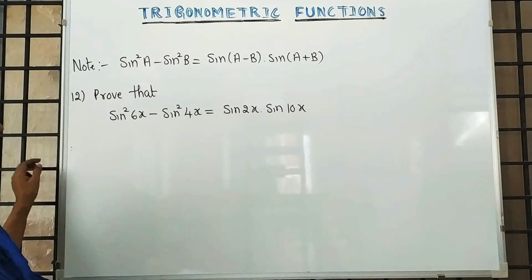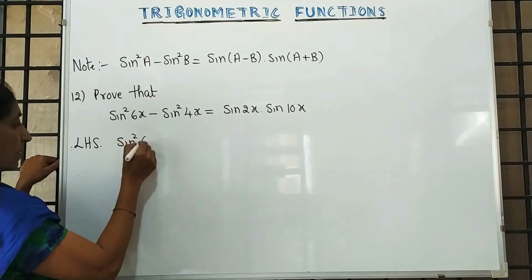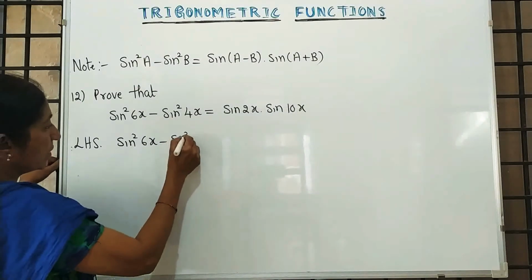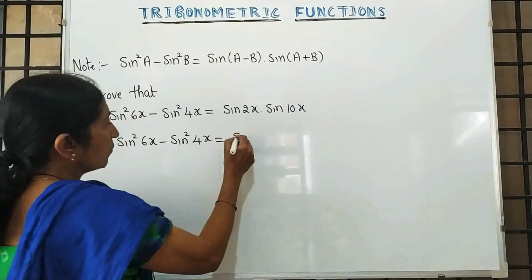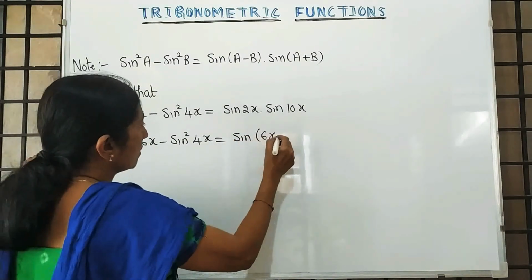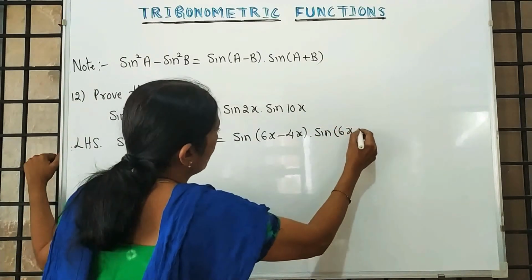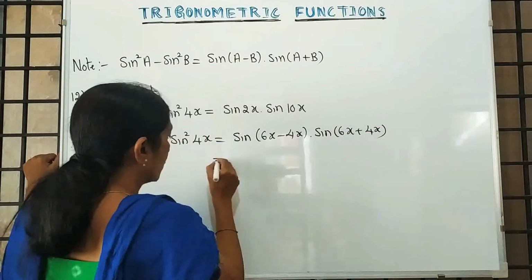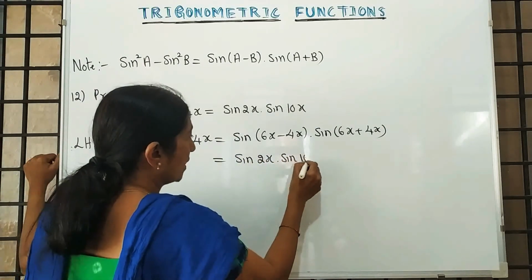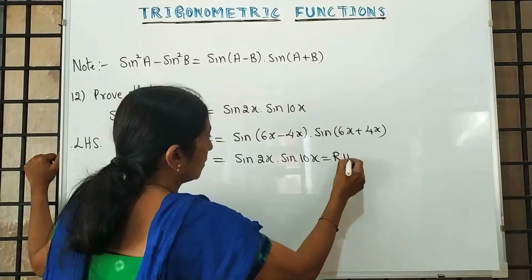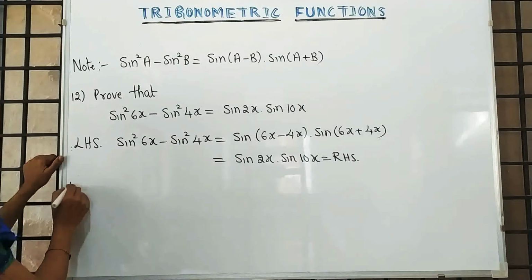So write the LHS, left side. Sin square 6x minus sin square 4x. It is in the form of sin square A minus sin square B. That is sin A minus B into sin A plus B. So that is sin 2x into sin 10x. That is RHS. Is it very simple or what? Yes. Moving to the next one, question number 13.